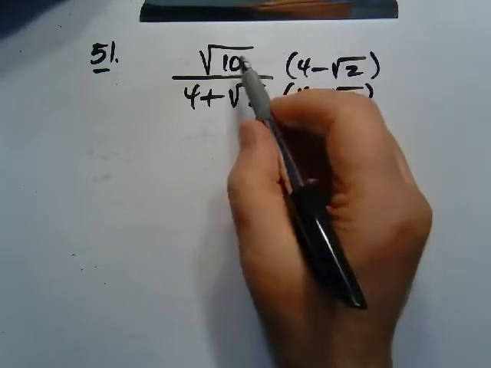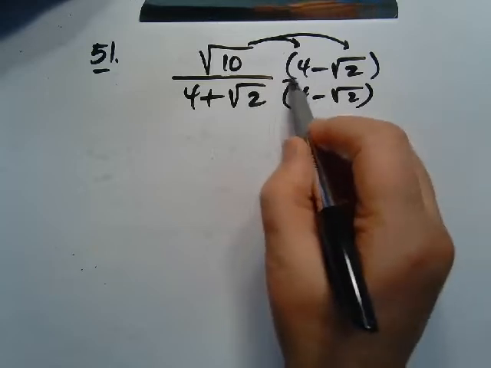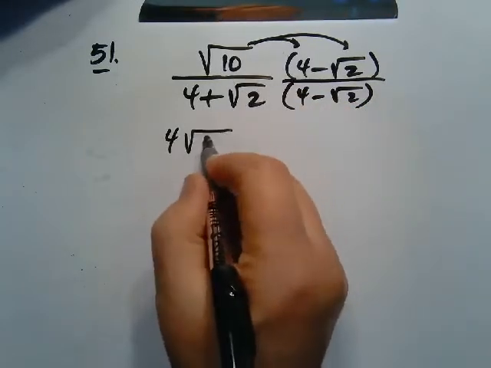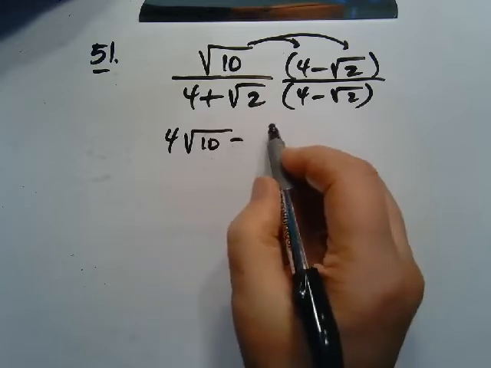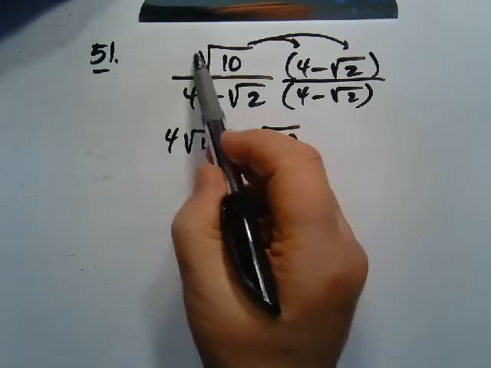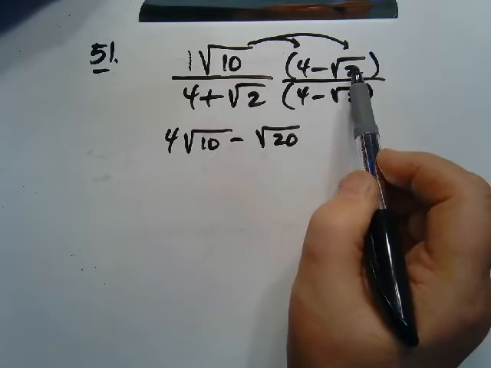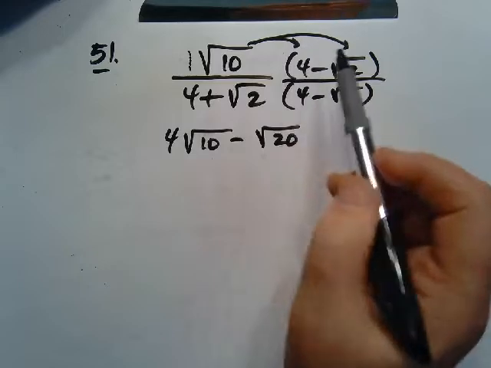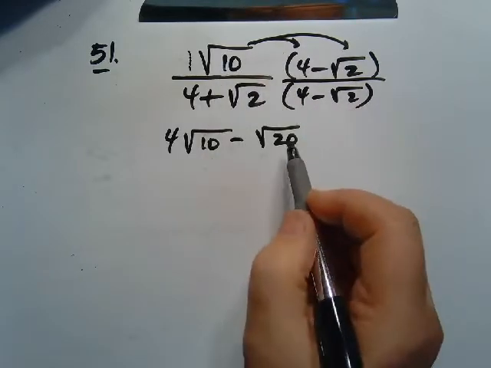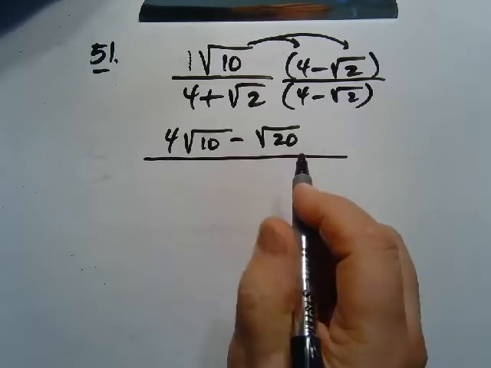Okay? On the top, I'm going to have to distribute this in. And on the bottom, we know the middle terms will go out. So let's distribute this in. I end up with 4 root 10 minus root 20. Remember, the number out front gets multiplied times the number out front, and the radical gets multiplied times the radical. So I distribute it in. I have two terms, 4 root 10 and then a negative root 20. I'm going to come back and simplify root 20 in a minute. There's a perfect square factor in there.